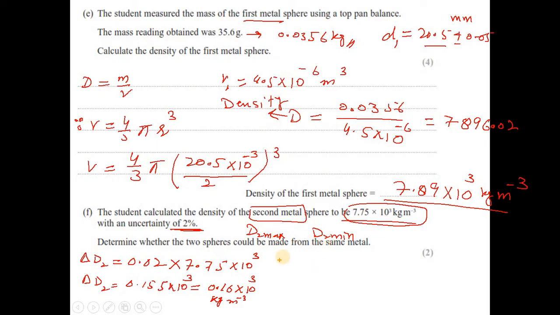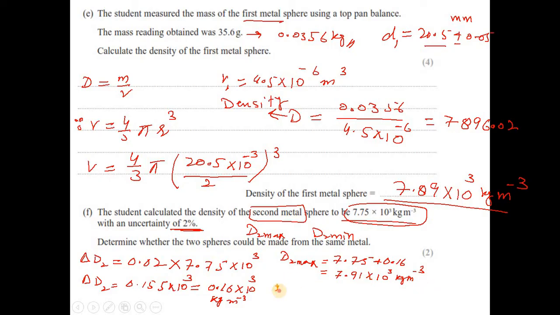So maximum density D2 max will be the measured value plus your uncertainty. So you can say 7.75 plus 0.16. So you have a number, maximum density will be 7.91 × 10^3. You just write the unit here.